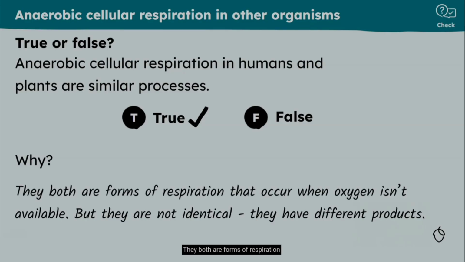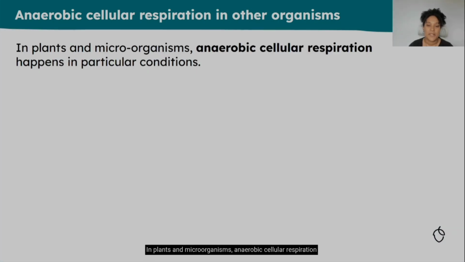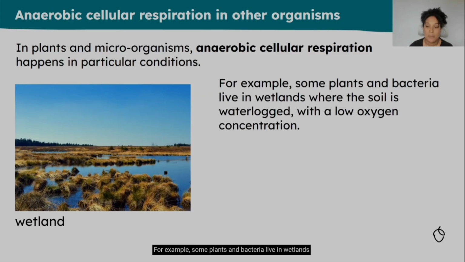They both are forms of respiration that occur when oxygen isn't available, but they are not identical. For example, they have different products. Great job, you got that right. In plants and microorganisms, anaerobic cellular respiration happens in particular conditions. For example, some plants and bacteria live in wetlands where the soil is waterlogged with a low oxygen concentration.